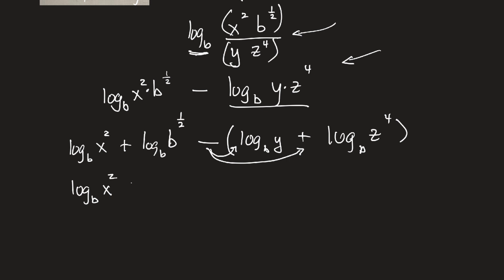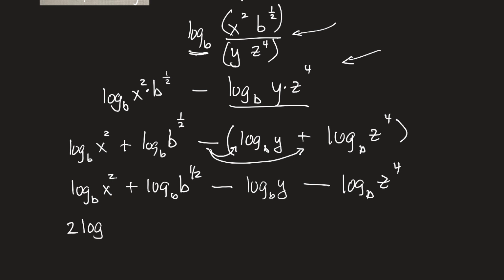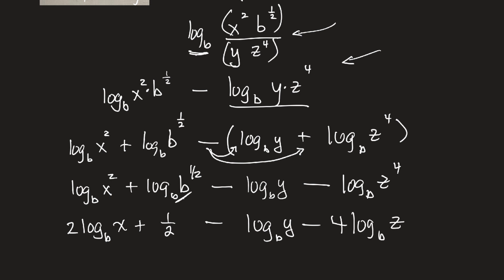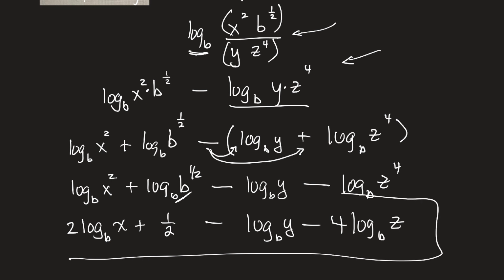Log base b of x squared plus log base b of b to the 1/2 minus log base b of y minus log base b of z to the 4th. Now I can use the power rule. So this first one would be 2 log base b of x. This one, since these match, this will just be plus 1/2. Minus, there's no exponent on the y, so just leave it like that. Minus, this would be 4 log base b of z. And that's where I'd finish the question right there.